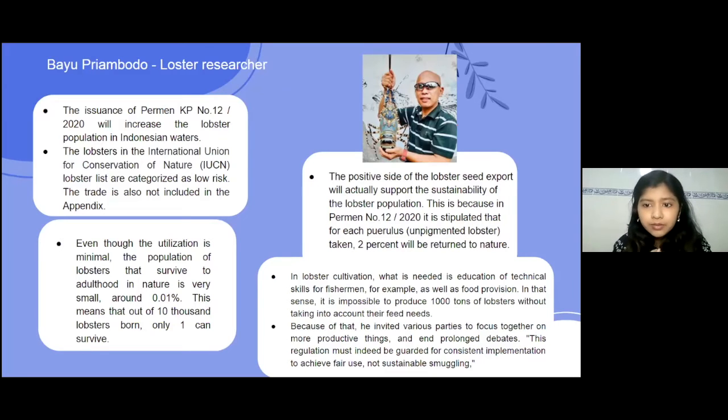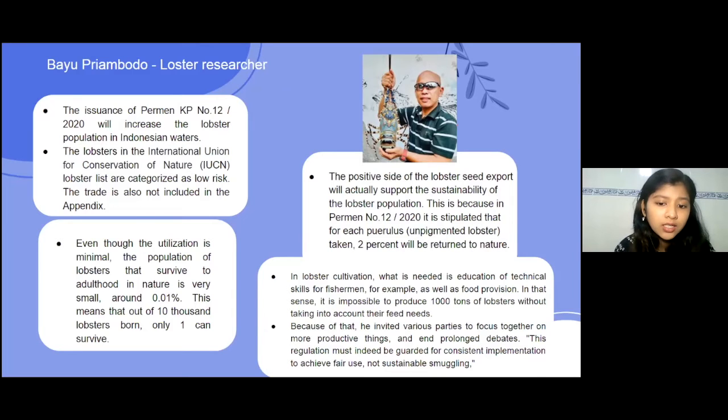And other than that, he also mentioned that the positive side of the lobster seed export will actually support the sustainability of the lobster populations. This is because in Permit number 12 2020, it is stipulated that for each puerulus or unpigmented lobster taken, 2% will be returned to nature.